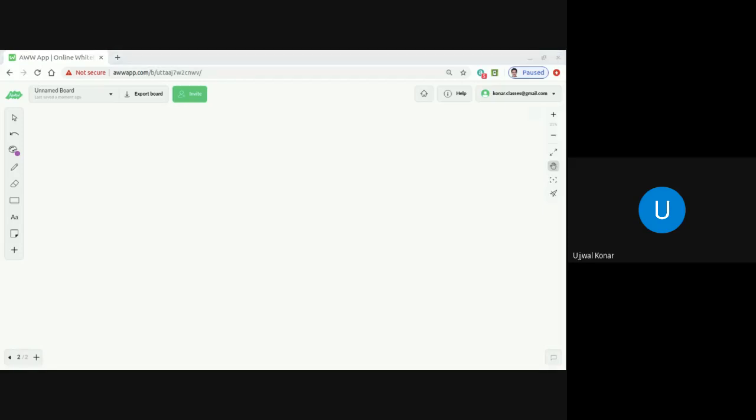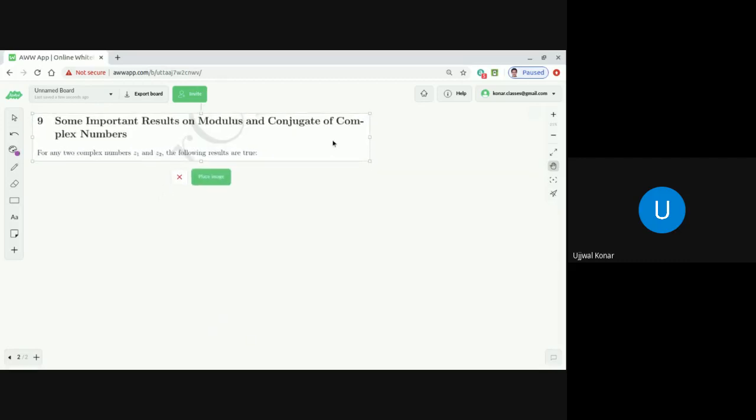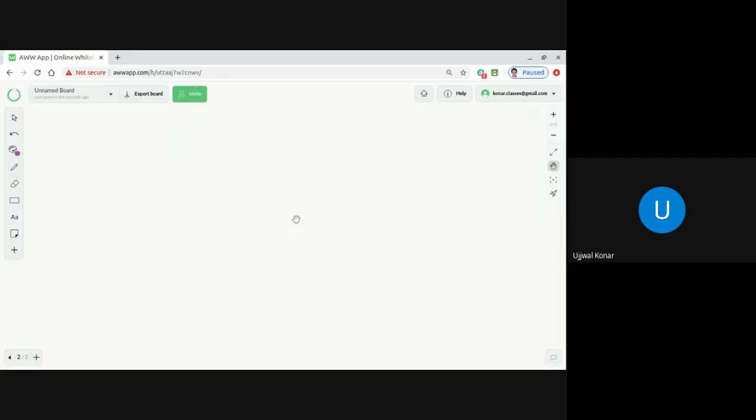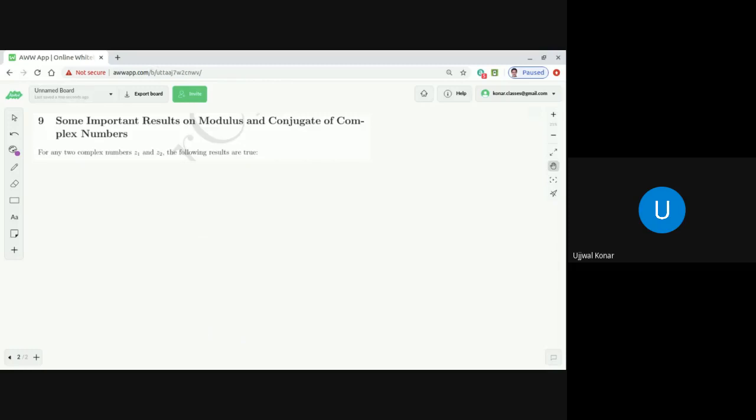The first one is some important results of modulus and conjugate of complex numbers. Let me try one more time, because I wanted to save time by copy-pasting this, otherwise I need to write it down. Yes, it came. So for any two complex numbers z1 and z2, the following results are going to be true. The first few results I am showing you, dear students.